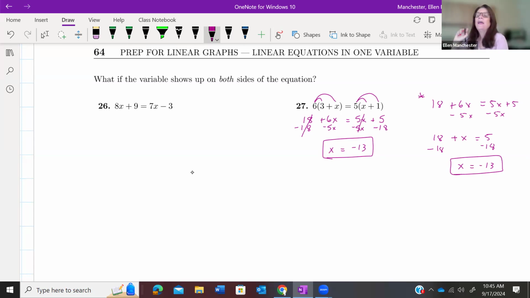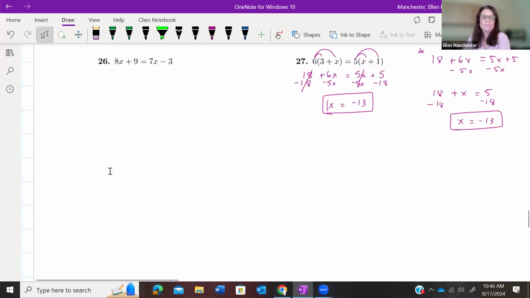Correct. Well, x has a 1 in front of it. Is that what you mean? Yeah, because 1 times x is x. So there's always going to be a 1 there, but we just don't write it.